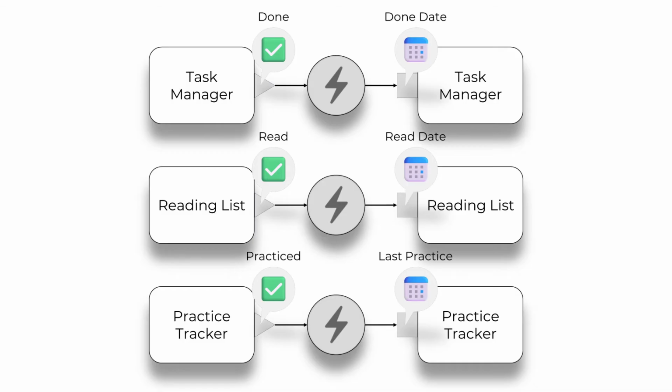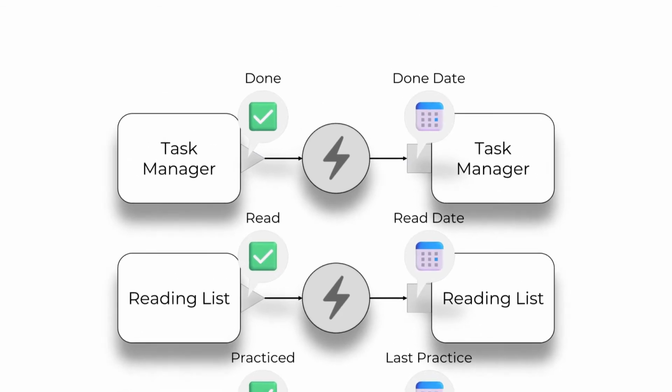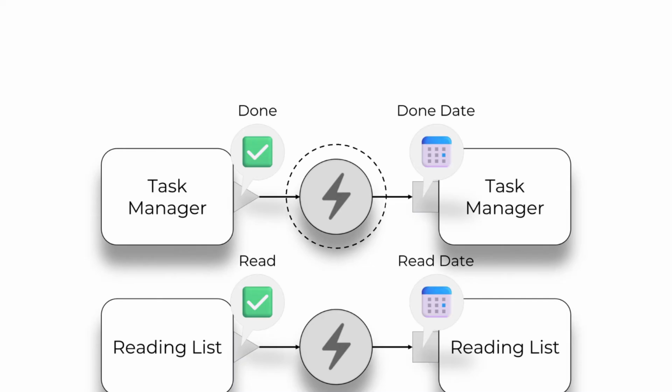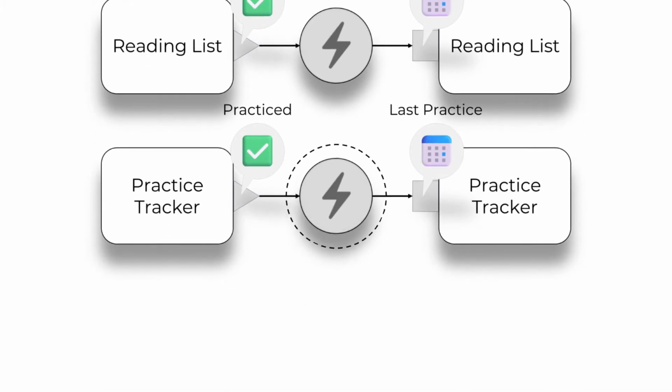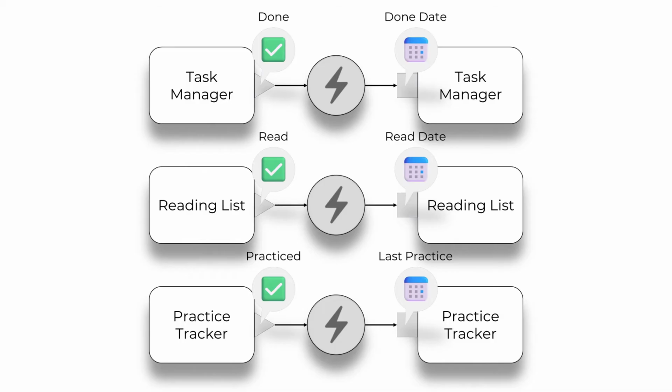You're going to find that the same automation of marking a checkbox as true to set the date now can be reused for different cases. A task manager can have a done checkbox property to automatically set the done date property. A reading list can have a read checkbox property to automatically set the read date property. A practice tracker can have a practice checkbox property to automatically set the last practice date property. You'll find that one automation module is enough to serve as the template for different uses.